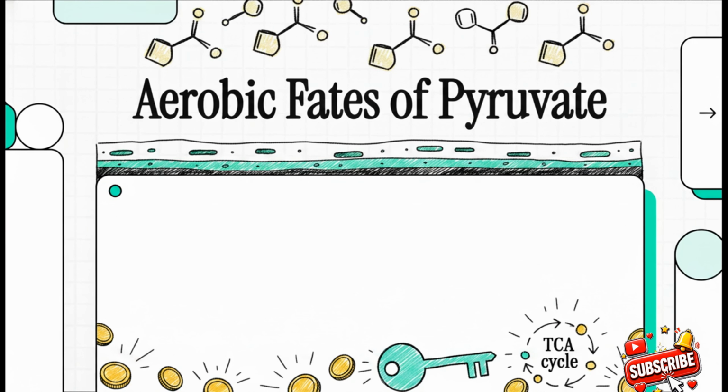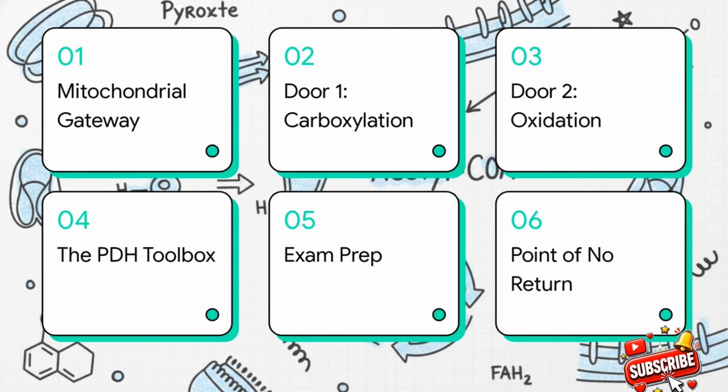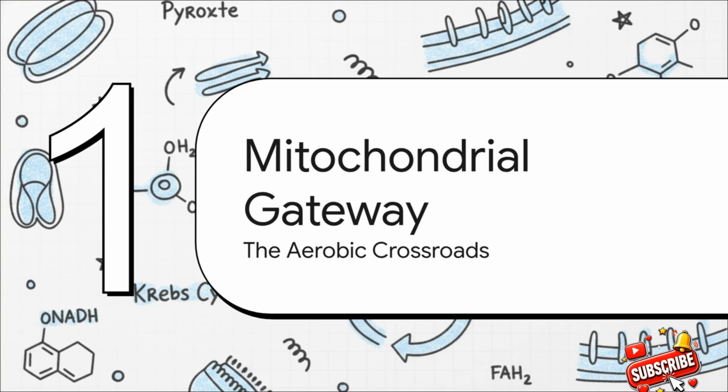Let's dive in. Okay, here is our roadmap for today's explainer. Section 1 is the mitochondrial gateway. Section 2, door 1, carboxylation. Section 3, door 2, oxidation. Then we'll hit the PDH toolbox, do some exam preps to test your knowledge, and finally end with the point of no return. Let's start with Section 1, the mitochondrial gateway, the aerobic crossroads.